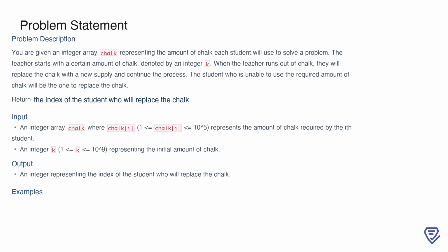returned. The inputs include the chalk array, where each value is between 1 and 100,000, and the integer k, which can be as large as 1 billion. The output is a single integer representing the index of the student who will need to replace the chalk.